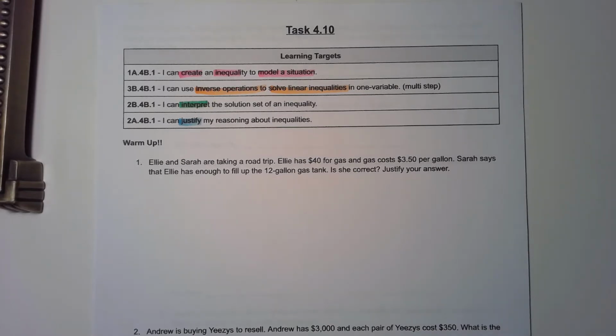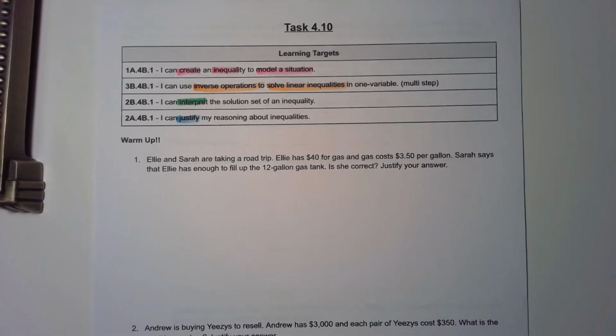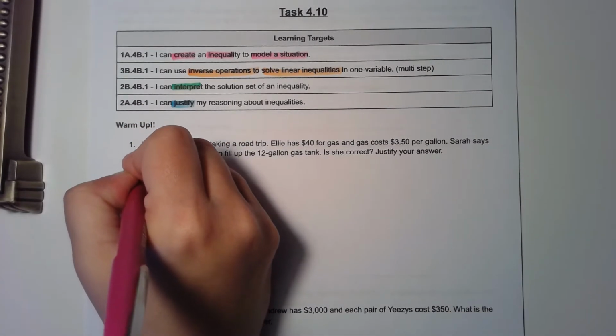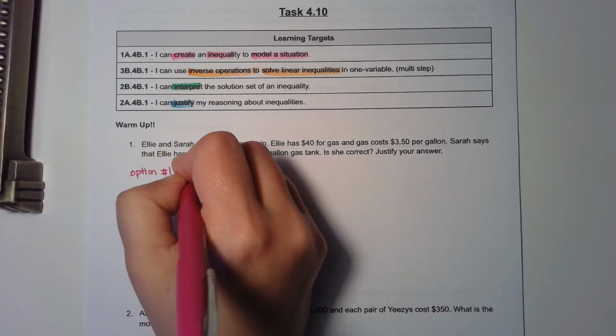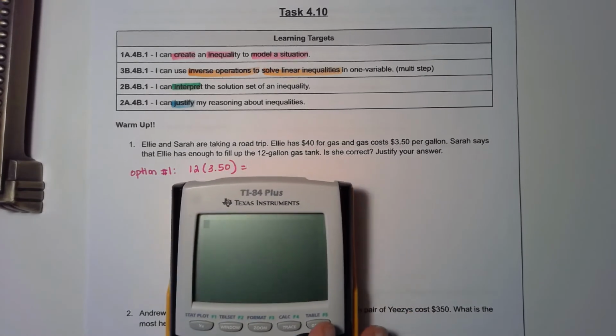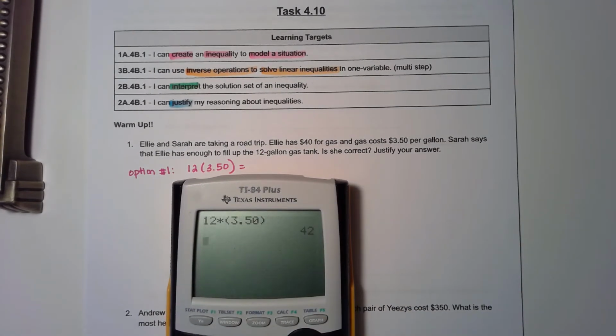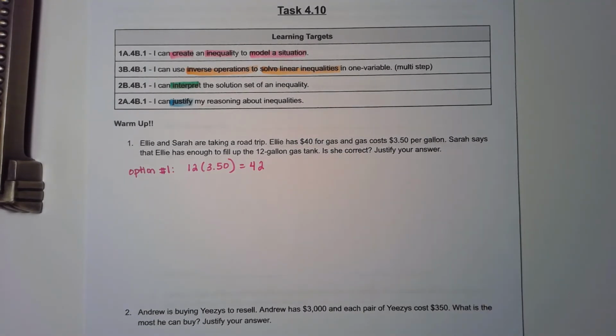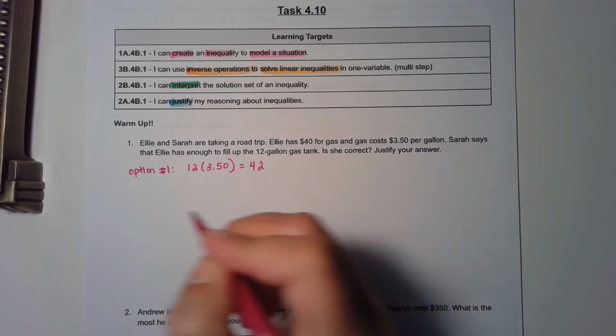Now, there are lots of different ways that you could approach this problem in order to figure out if Ellie has enough money to fill up her 12-gallon tank. One option is to figure out how much it would cost to fill up the 12-gallon gas tank. In this case, because gas is $3.50 per gallon, and we know that it's a 12-gallon tank, option number 1 is to multiply 12 gallons times $3.50 per gallon. And that tells me, and I'm going to use my calculator to do this, 12 times 3.50 is 42. That tells me that it's going to cost me $42 to fill up the tank. Since Ellie only has $40, that makes me think that she does not have enough money to fill up her tank. So I would say that Sarah is not correct.